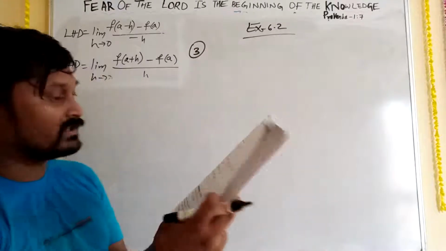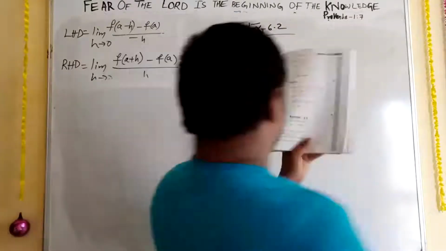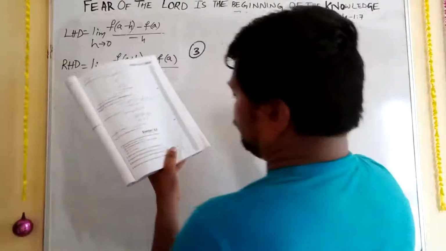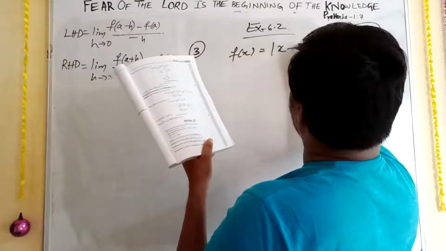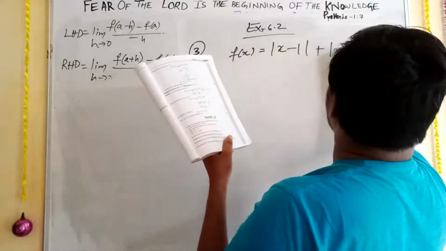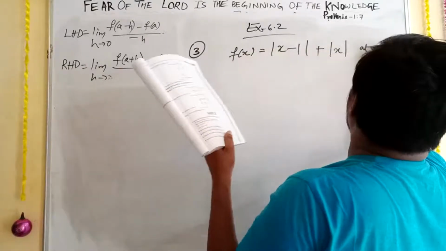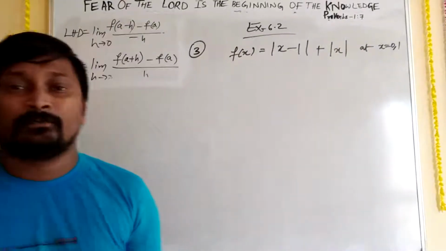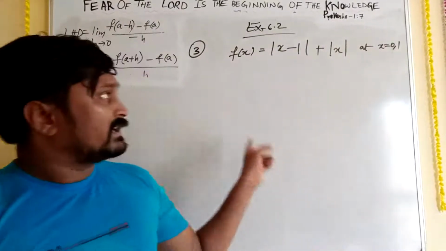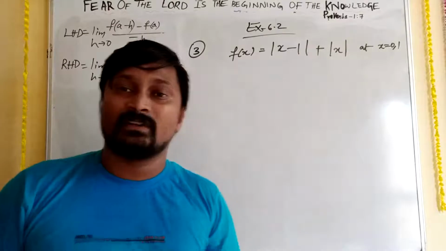So now third question, listen. Here, examine the differentiability of the function f of x is equal to modulus of x minus 1 plus modulus of x at x is equal to 0, 1. Means first you need to find at x is equal to 0, next you need to find at x is equal to 1.